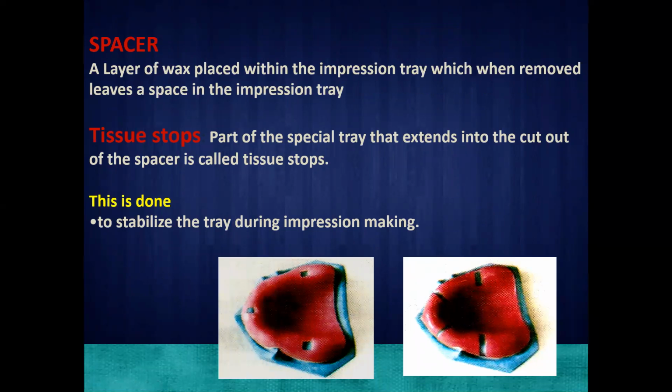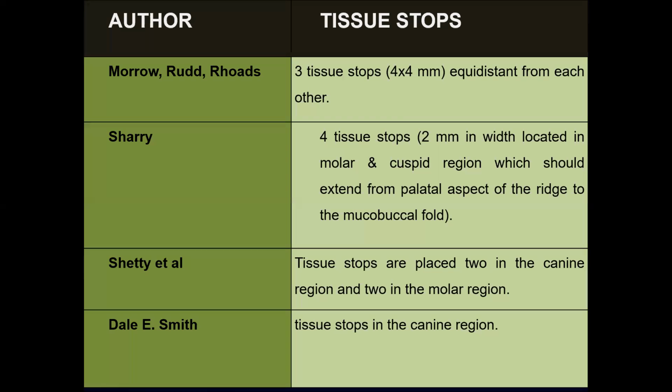Then comes the spacer. A layer of wax is placed within the impression tray, which when removed leaves a space in the impression tray. The tissue stops are prepared, which is the part of special tray that extends into the cutout of the spacer. This is done to stabilize the tray during the impression making procedure.